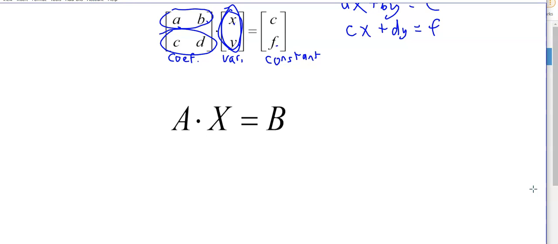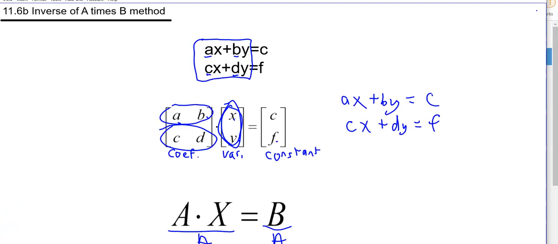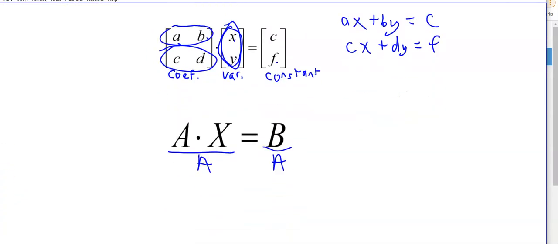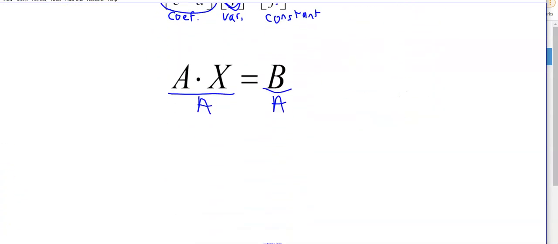If you're in algebra and you see this problem, you go, oh, so easy, just divide by A, we've got our answer, boom, X is B over A. However, this is actually not allowed with matrices.